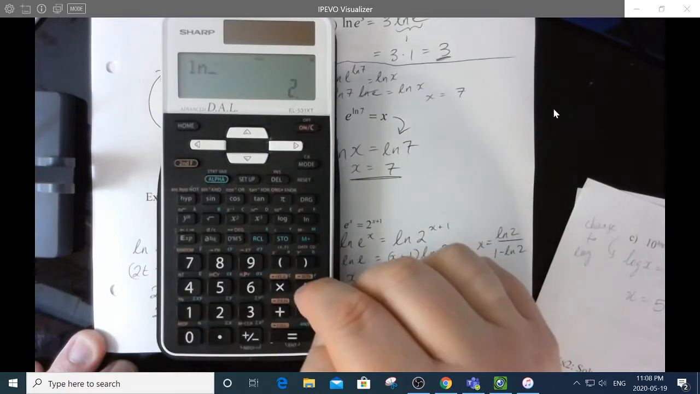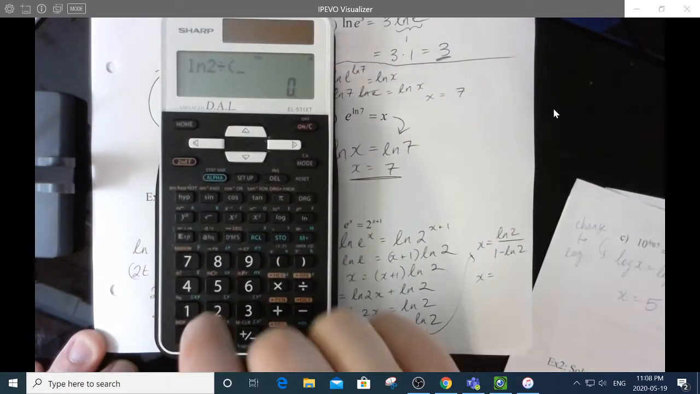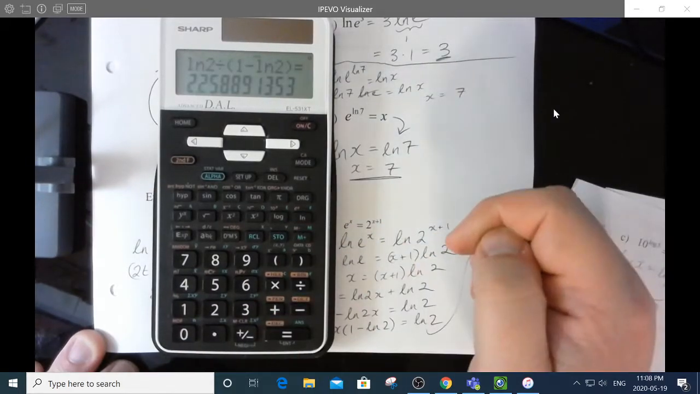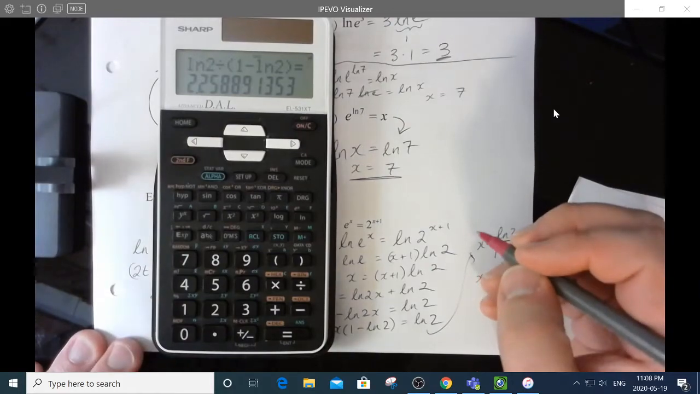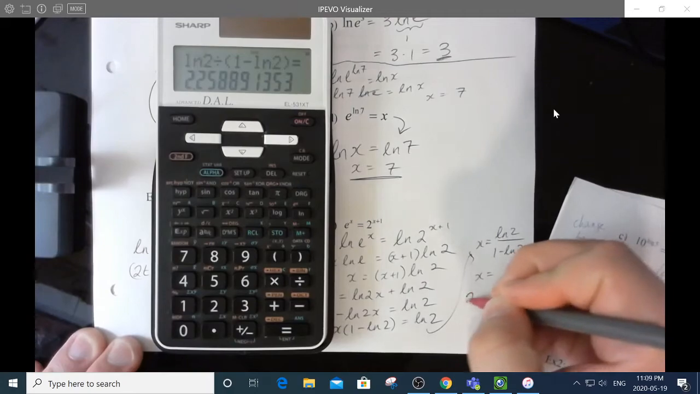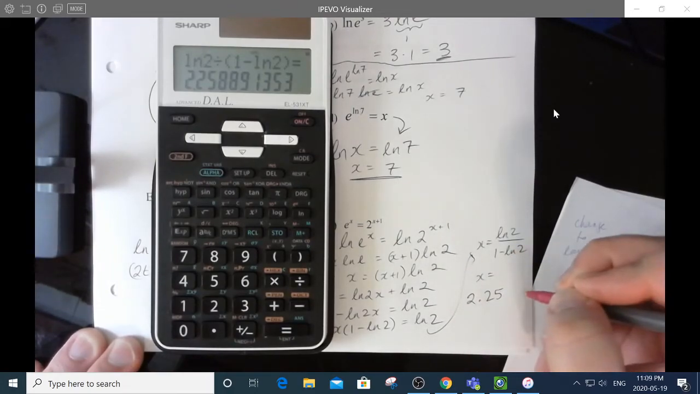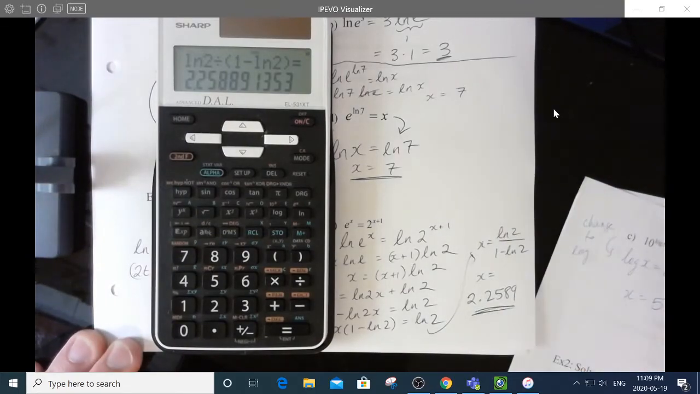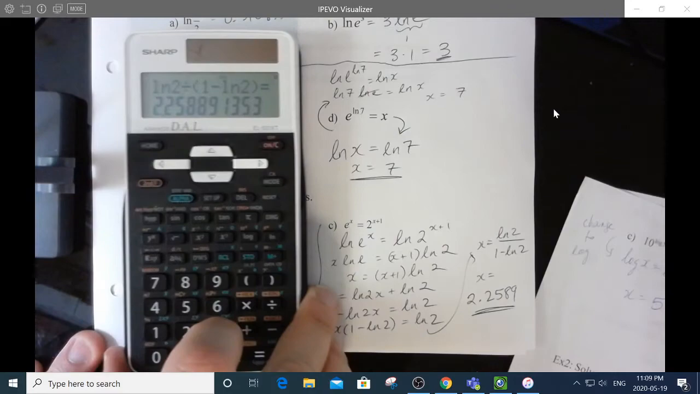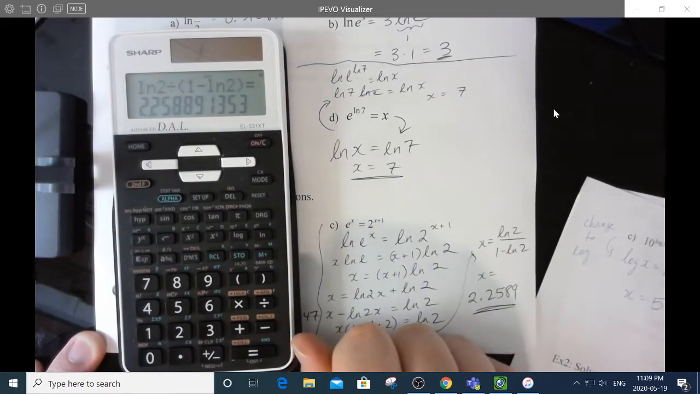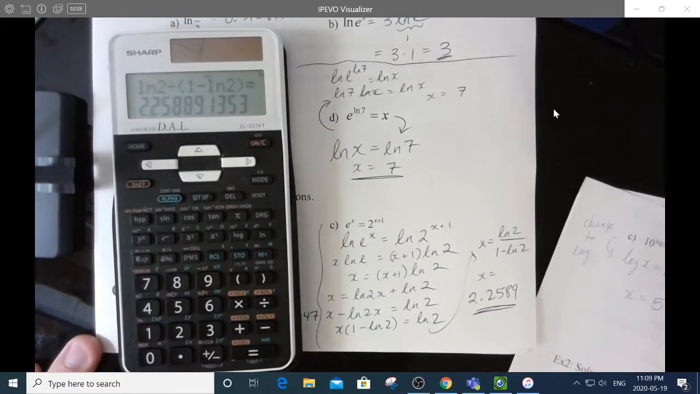Ln of 2 divide by, open a bracket, 1 minus the natural log of 2. Close brackets, equals, and the answer is 2.25 and change. I'll round it to 4 places again: 1, 2, 3, 4, so it'd be 2.2589. And again, if I wanted to make sure that was the right answer, I could store it and then run it through and see if e to that power is equal to 2 to that power plus 1. It should. Pretty sure we got that right.